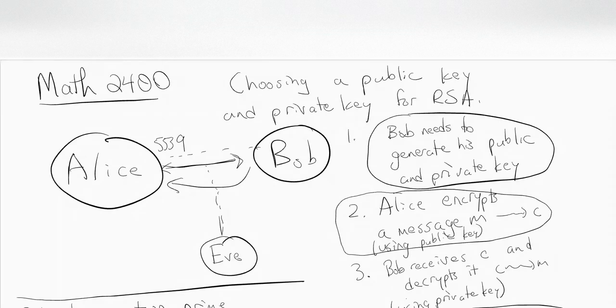In this video for Math 2400 we'll talk about how to encrypt a message. Let's remember that in the last video we saw how Bob generated his public key and private key. Now Bob has published his public key that anyone could find, and Alice wants to send him a message securely. So Alice has an integer m that she wants to send to Bob.